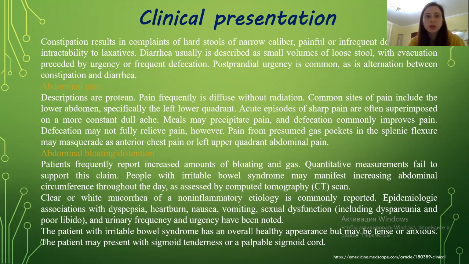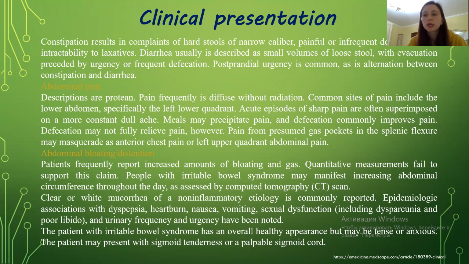The next symptom is abdominal pain. The descriptions are protean. Pain is frequently diffuse without irradiation. Common sites of pain include the lower abdomen, specifically the left lower quadrant. Acute episodes of sharp pain are often superimposed on a more constant dull ache. Meals may precipitate pain, and defecation commonly improves pain. Defecation may not fully relieve pain, however.